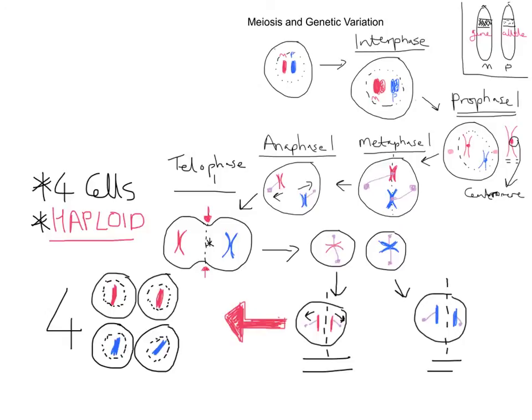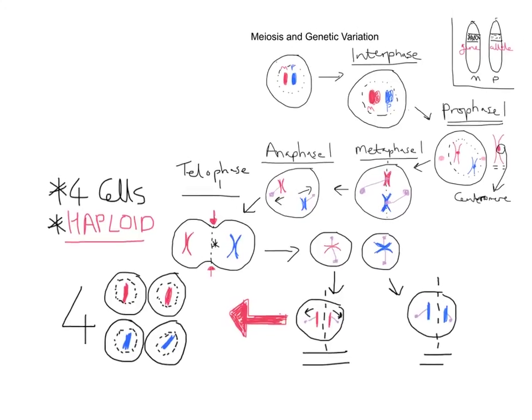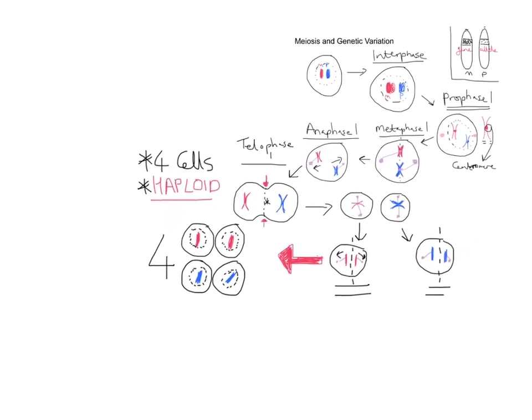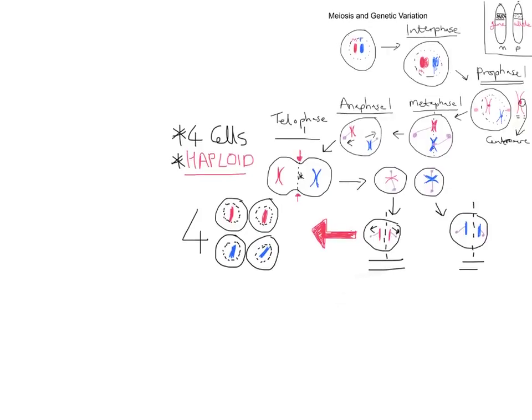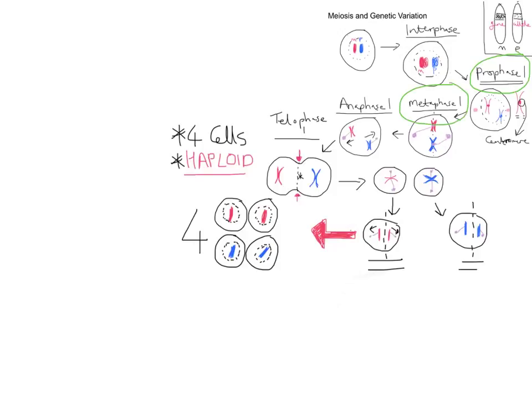But clearly there must be something going on in this process to allow for genetic variation or differences between those 4 cells. So we're going to finish this video by outlining the 2 places in this whole process where you get this genetic variation coming about. So I've shrunk the screen a little bit, and I'm going to circle in green the 2 stages where we get this variation. Now one happens during prophase 1 and one at metaphase 1. So we're going to talk about each one in turn.